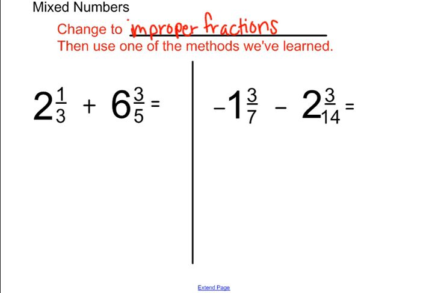mistake. So the first thing that we're going to do on these is we're going to do our conversion, we're going to change this into an improper fraction by doing 3 times 2, which is 6, plus 1, which is 7. I've got 7 over 3. And I'm going to do the same thing here. 5 times 6 is 30, plus 3 is 33. And I keep that denominator of 5.